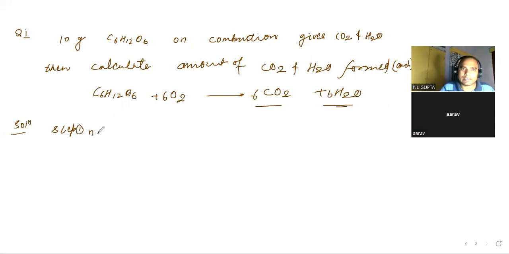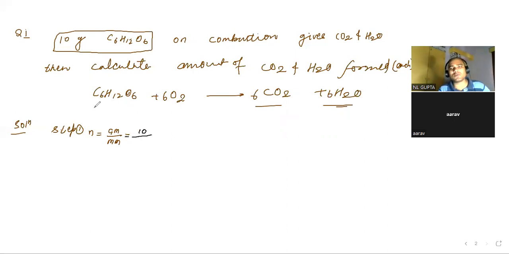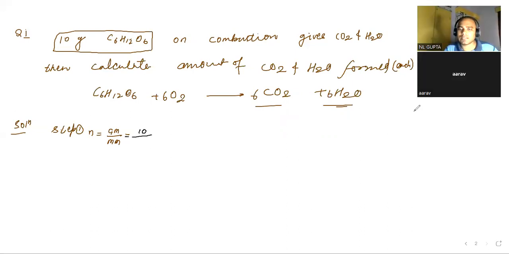So here I am writing n equal to the given mass upon the molar mass. Now given mass, they have given how much? 10 gram glucose. Yes or no? So here on the top I am writing 10 gram. Right. Now in the bottom, can you tell me the molar mass of glucose? Carbon is 12, hydrogen is 1 and oxygen is 16. Calculate and tell me how much is coming from glucose.